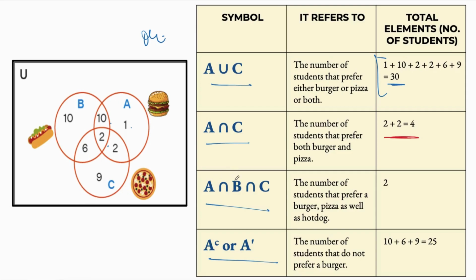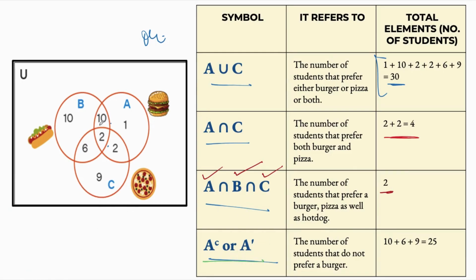That is a number that belongs to A, that belongs to B and that belongs to C. So that number here has to be what? 2. So that's why we have written 2. And lastly, I need to figure out what is the complement of A. So when I figure out the complement of A, then it will be what?